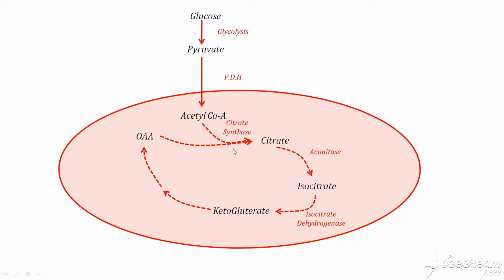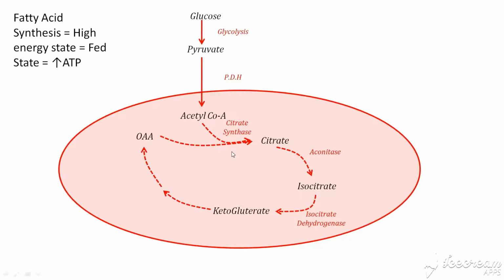Now, something important to understand is that fatty acid synthesis takes place inside the cell when the cell is in a high energy state. That means that the cell is in a fed state and that there's a lot of ATP in the cell. So all that extra ATP, or all that energy that we could potentially have, has to be stored in a way. And the way that we store energy is in the form of fatty acids. So it's only when there's high energy levels or high ATP levels that fatty acid synthesis will begin.